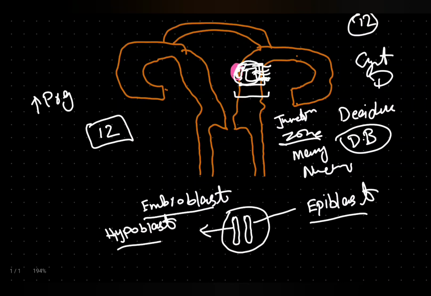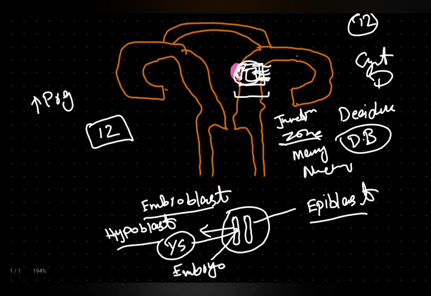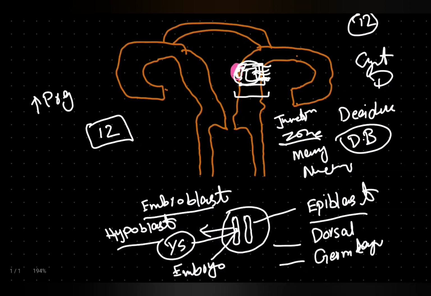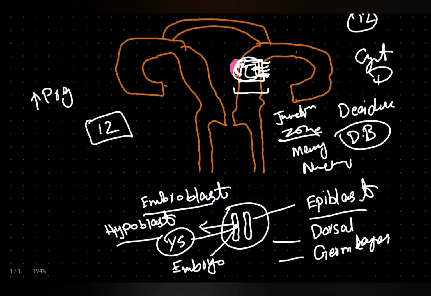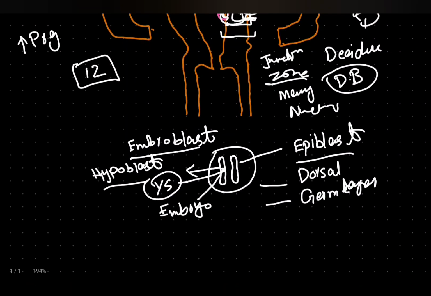Hypoblast is ventral and it contains the yolk sac, and it also contains fluid that nourishes the embryo. And epiblast is dorsal. It becomes the germ layers, and it contains the amniotic cavity.